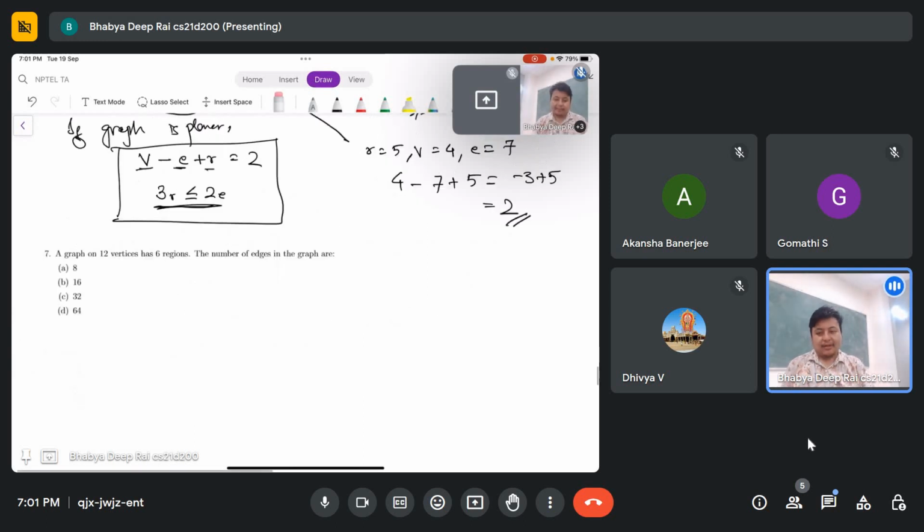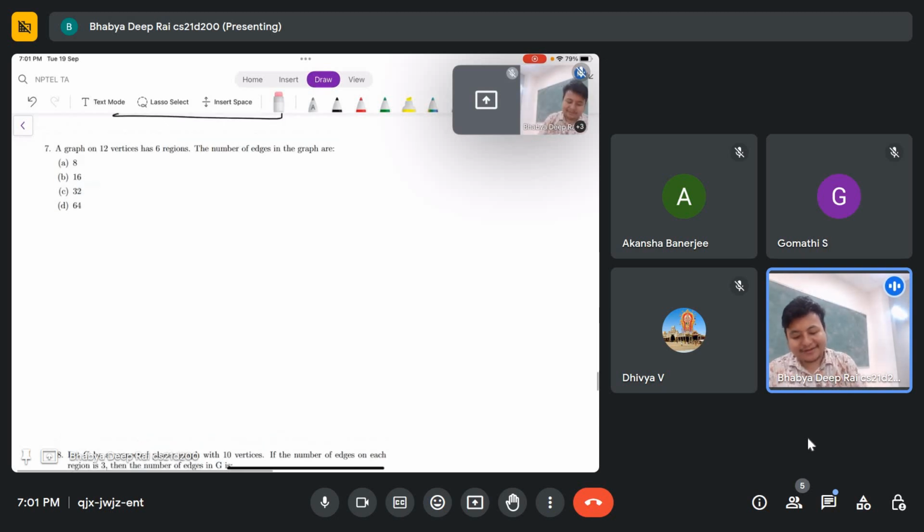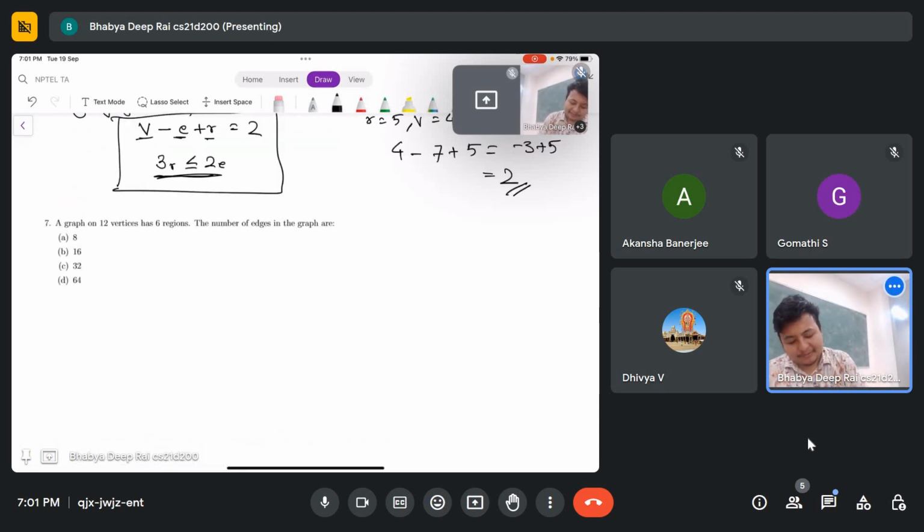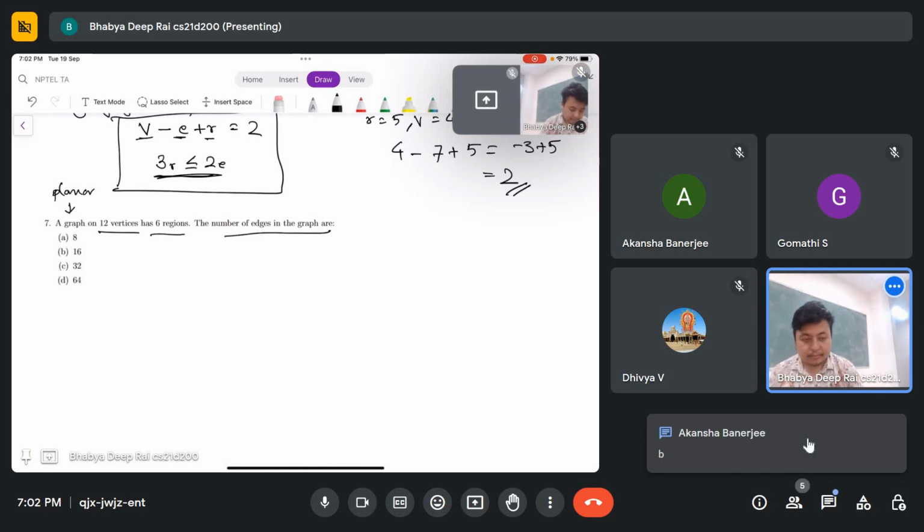But in the meantime, let's look at this question, which is not using that actually. A graph on 12 vertices has 6 regions. What is the number of edges in the graph? Oh, and I forgot to mention that this graph is planar. A planar graph on 12 vertices has 6 regions. The number of edges in the graph are... Okay, Akansha says B.